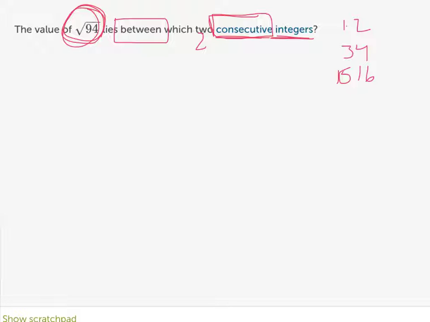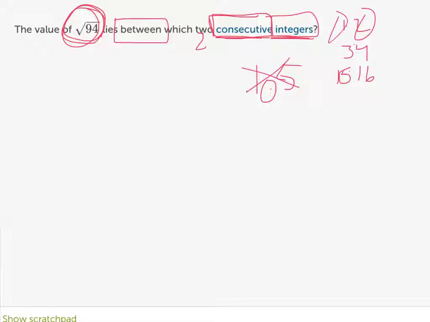So like in baseball, when you see consecutive home runs, that means they were back to back. Like they hit one and then the next person hit another one. And the integer just means like whole number. Essentially, it means like 1 and 2 are integers. 1.5 is not an integer because it's got a decimal. Decimals and fractions don't count. Got to be a straight up solid number.